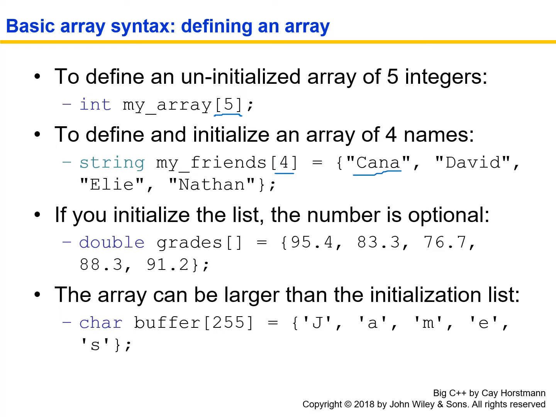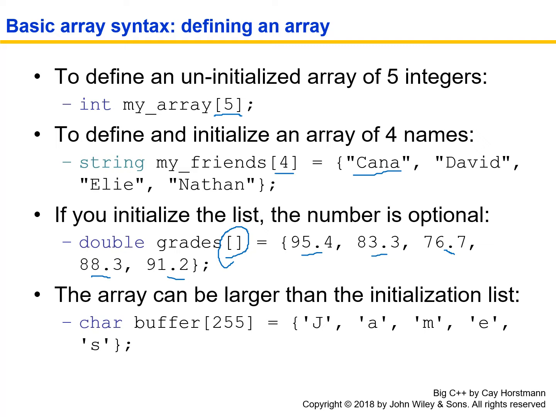If you choose to initialize the list, you'll note that the number inside the square brackets is optional. The compiler for C++ is smart enough to count how many objects you have here, 1, 2, 3, 4, 5, and say, okay, they obviously want a size 5 array, so it would set aside 5 double-sized memory boxes and then pre-fill them with those 5 numbers.